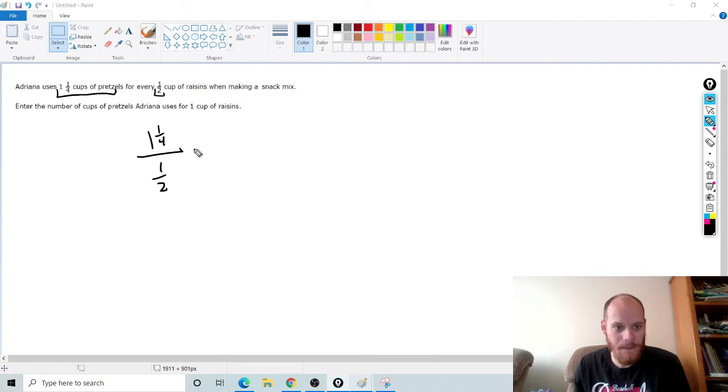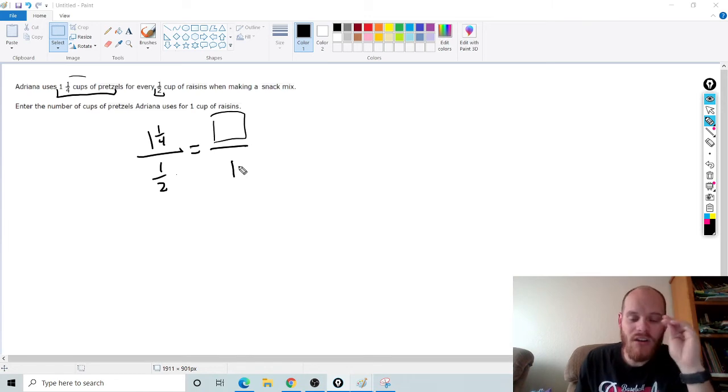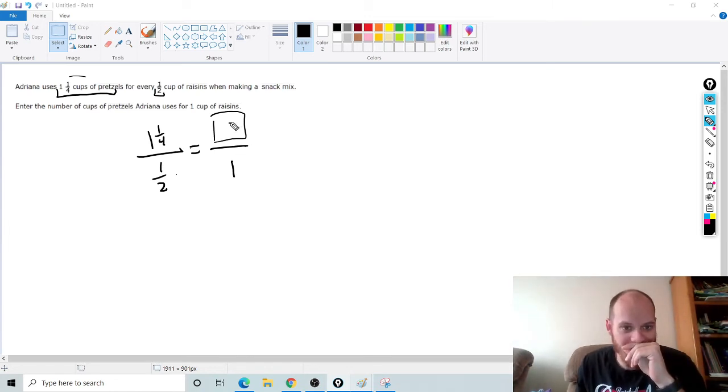I promise. So this wants to know, this is raisins, how much pretzels? What is this part? How many pretzels? What is here when I have 1 cup of raisins? Keep in mind this is raisins. So it wants to know what's here when I have this. There are a couple of ways to do this. This is your missing part.